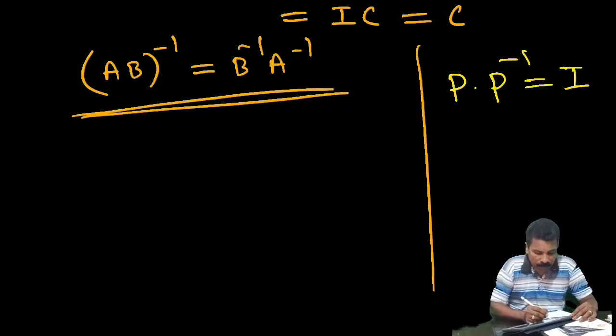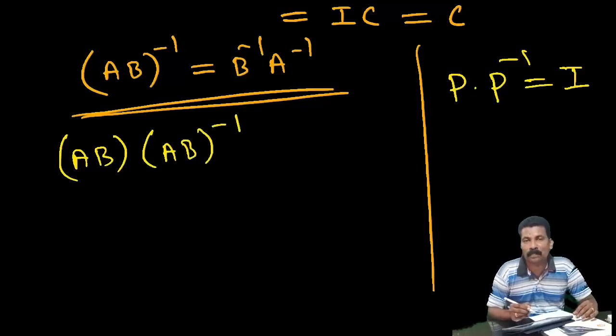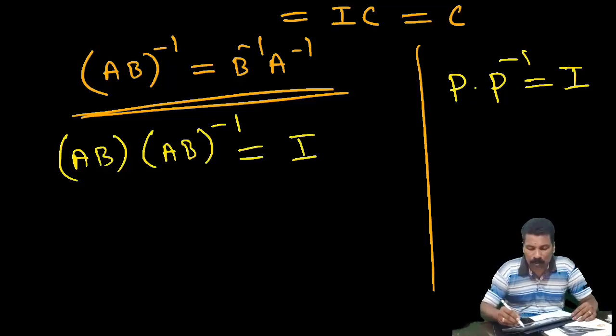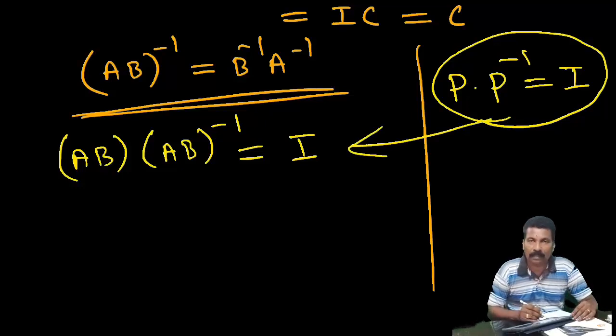Therefore, for the matrix AB, if you multiply it by its inverse, that is AB into AB inverse, that is equal to the identity matrix, because P into P inverse is I. So therefore we can write AB into AB whole inverse is the identity matrix.